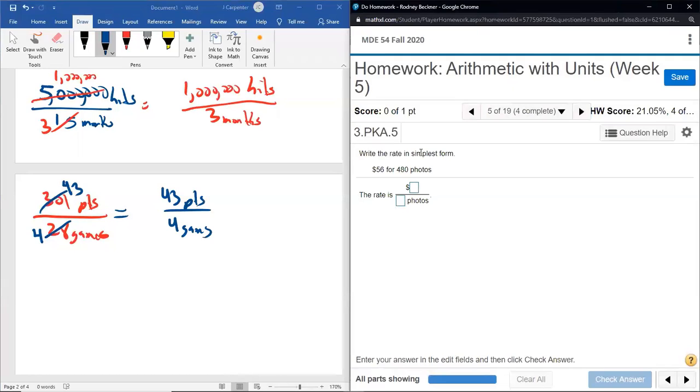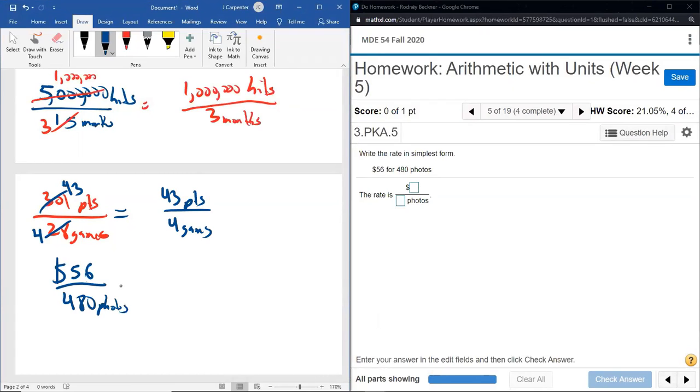All right, the rate in simplest form. So again, numbers top and bottom. So we have dollars over photos. So $56 for 480 photos. So we went to Walgreens or somewhere else and we paid, same thing I keep doing. We paid $56 for 480 photos.